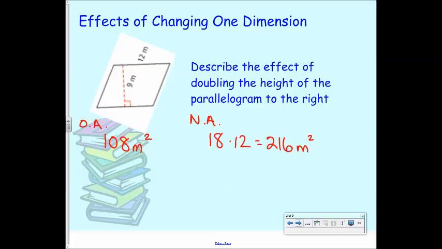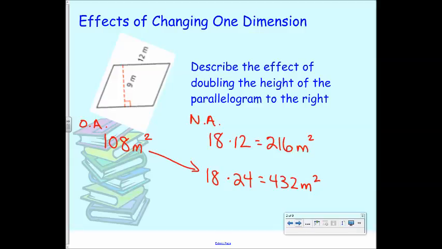Well, let's find the new area. So it would still be 18 because that's already doubled, and then the 12 would become 24. So what would that area be? 432 meters squared. So what happened to the area if I doubled both of them? Quadrupled. So it multiplied by 4. If I only double one of them, what happened to the area? It only doubled. Yep, so it doubles if you increase one of the dimensions, and then if you increase both of them, it quadrupled.